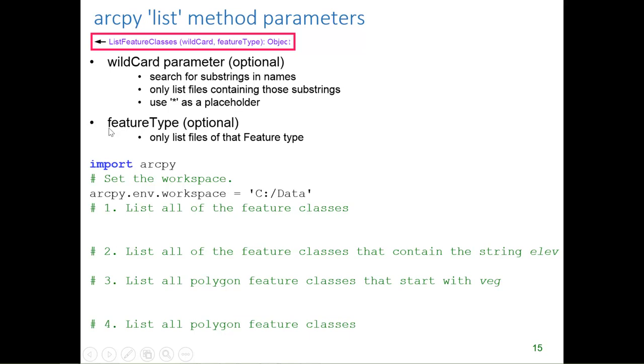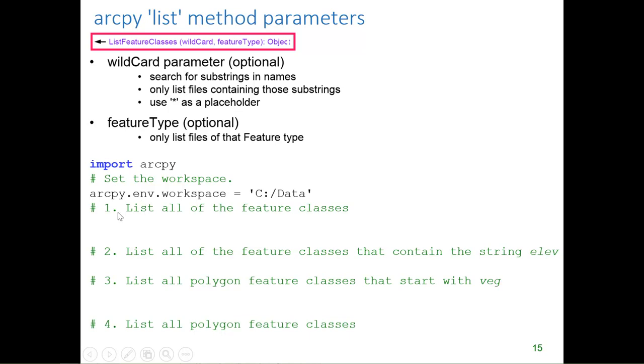So the other optional parameter there is the feature type. And the feature type is so that you can only list files of that feature type. So you can specify that. So let's look at some examples.